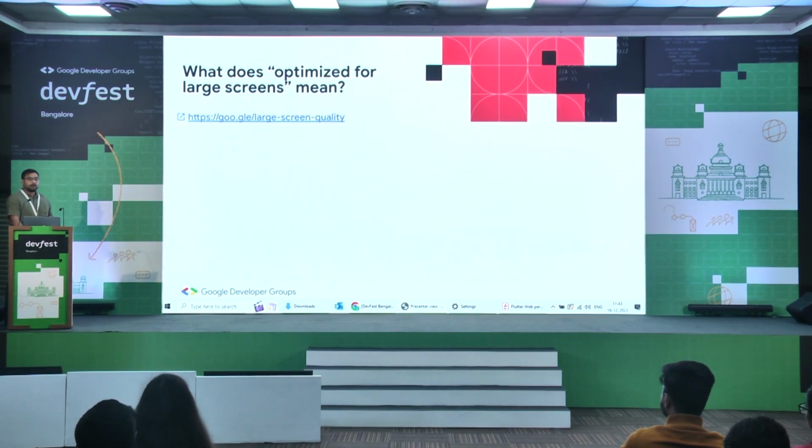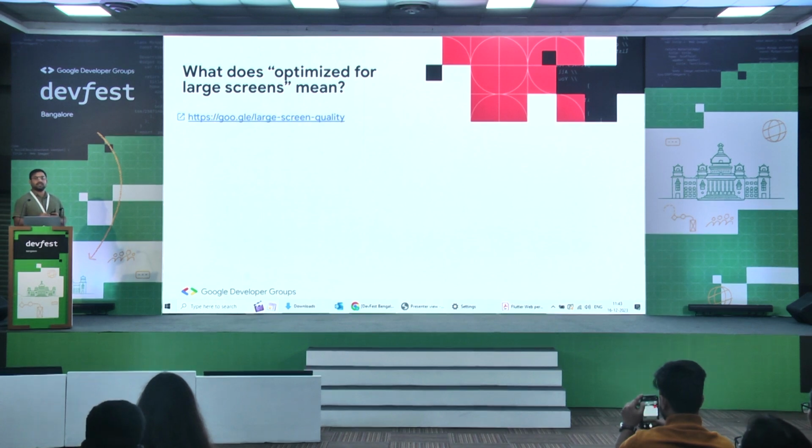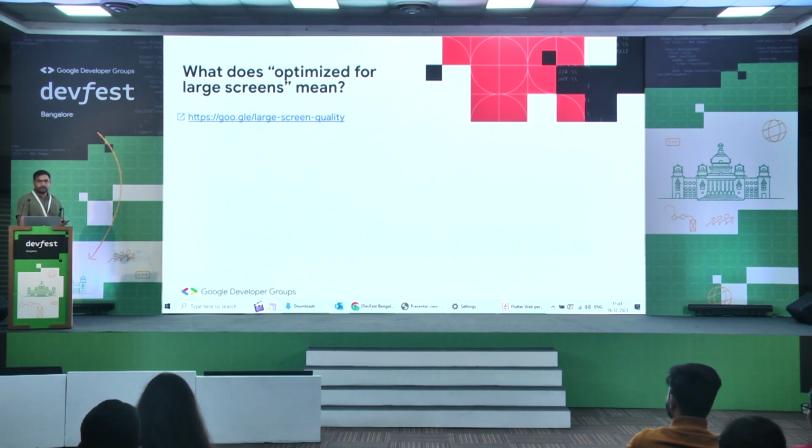Okay. Now you might be asking how can we measure whether your app is large screen optimized or not? For that, we have large screen app quality guidelines. We have a specific set of tiers for large screen, and very innovatively, we name them tier 3, tier 2, and tier 1. Let's talk about tier 3.